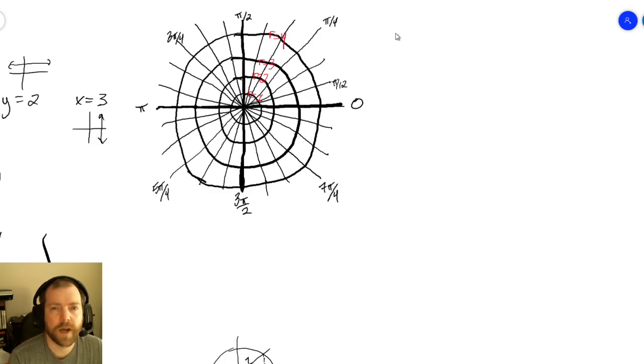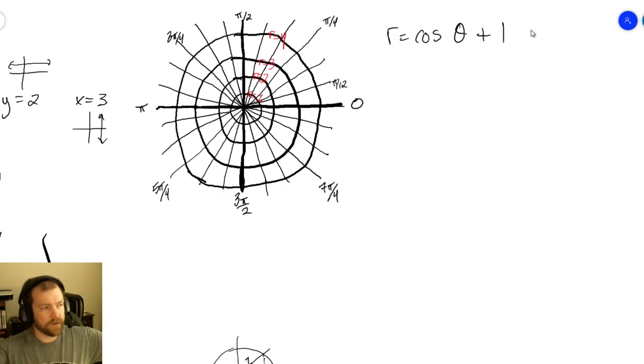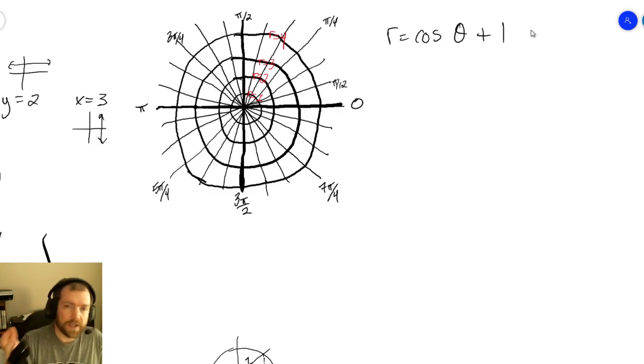So now we want to check what would happen if we took r equals cosine of theta, and we add 1 to it. Well, in rectangular coordinates, this takes the entire function and shoves it up 1, because our function is trying to find the y direction based on the x direction. In this case, we're taking the outputs from the cosine that we had below, and we're just going to add 1 to them.